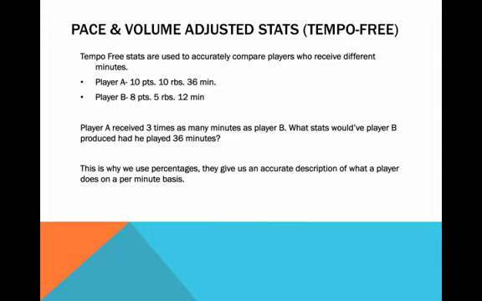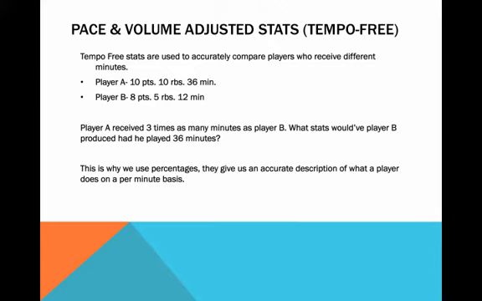Pace and volume adjusted stats, which we're going to call tempo free. Tempo free stats are used to accurately compare players who receive different minutes. Say I'm a coach and I have player A and he got a double-double. He had 10 points, 10 rebounds in 36 minutes of action. And then I had a guy come off the bench who's player B and he got 8 points and 5 rebounds in only 12 minutes.